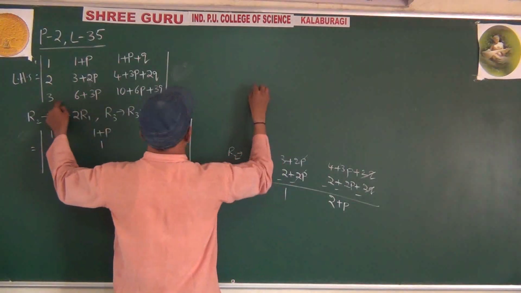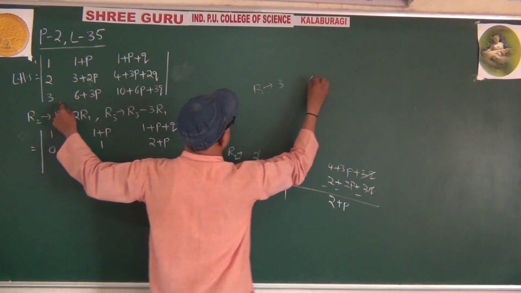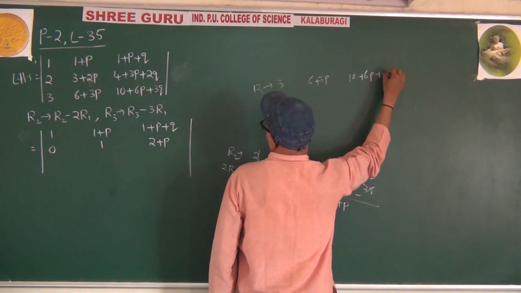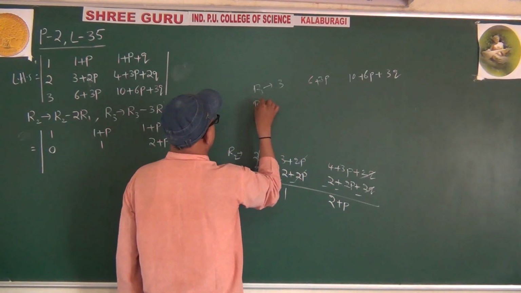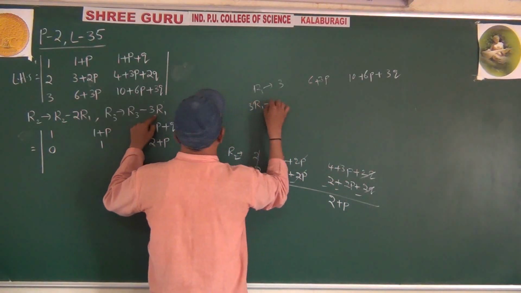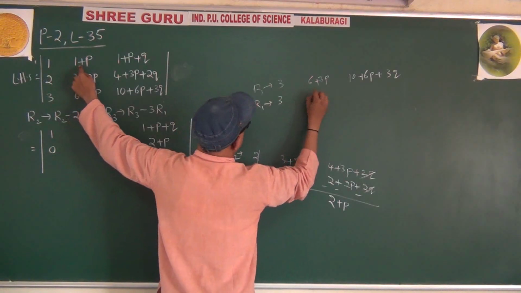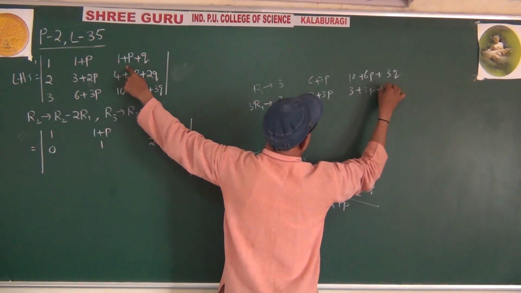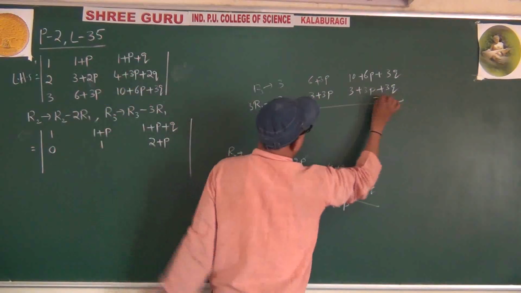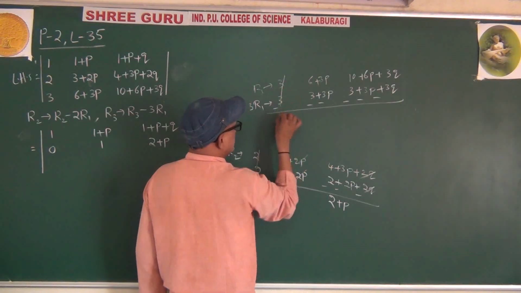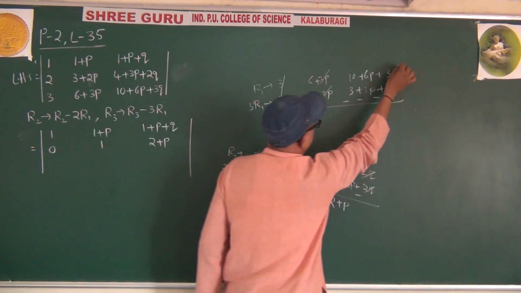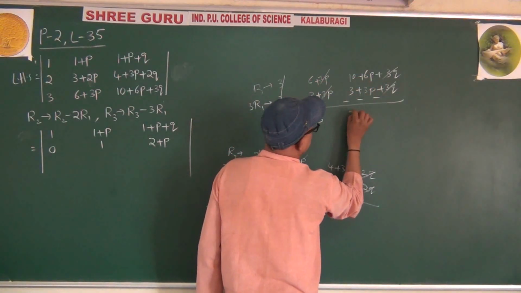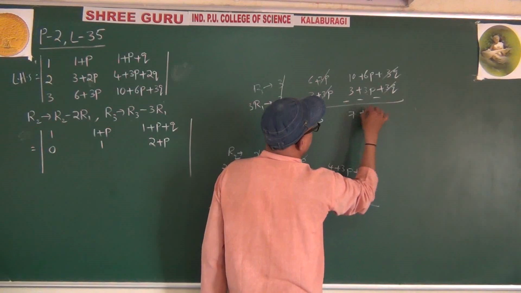Same like that. This one, R3. What is R3? 3, 6 plus 3p, 10 plus 6p plus 3q. 3R1: 3 ones are 3, 3 into p is 3p, 3 into 1 is 3, 3 into p is 3p, 3 into q is 3q. Subtraction, signs get changed. Cancel. 3p minus 3p, 3q minus 3q. 6 minus 3 is 3, 10 minus 3 is 7, 6p minus 3p is 3p.